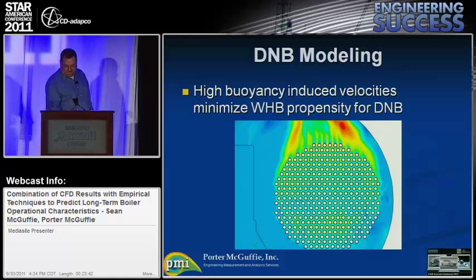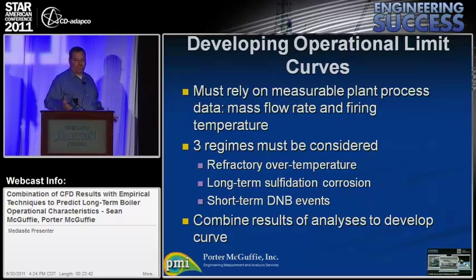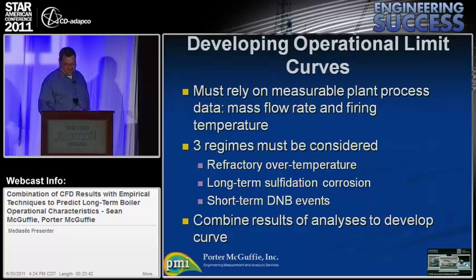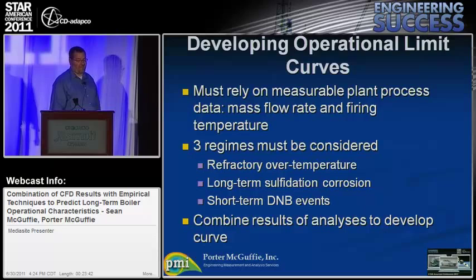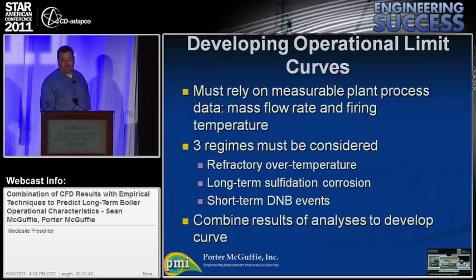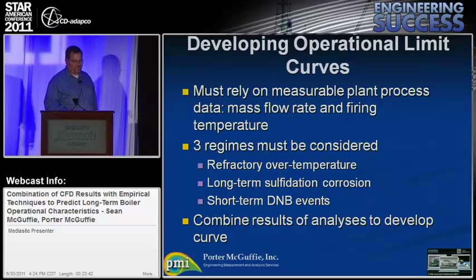And we took all of this information now and combined it to develop operational limit curves for the boiler. The main thing for the operational limit curves, outside of all the information that we can derive from CFD, all the information that we'd love to have as analysts, is it has to rely on measurable process data. That's mass flow rate or volumetric flow rate, which can be converted to mass flow rate, and firing temperature. We have to consider the three regimes: refractory over temperature, long-term sulfidation corrosion, and short-term departure from nucleate boiling events. And then we have to combine the results of the analyses to develop the curve.